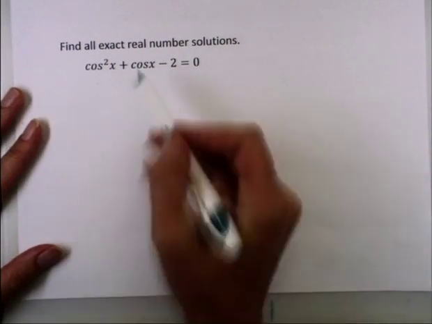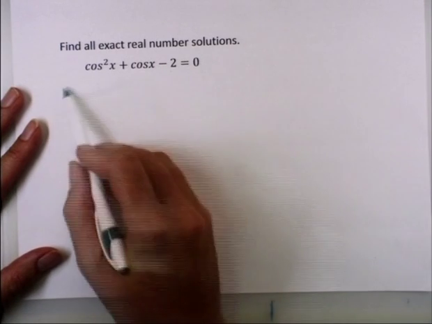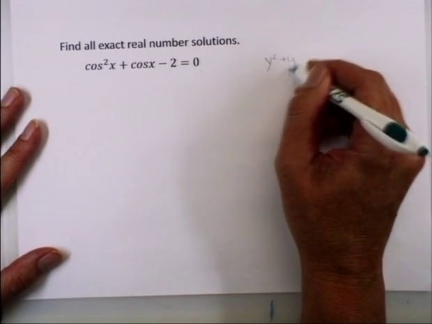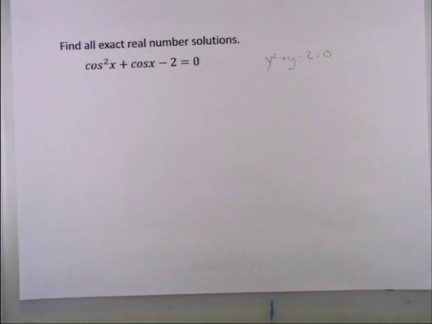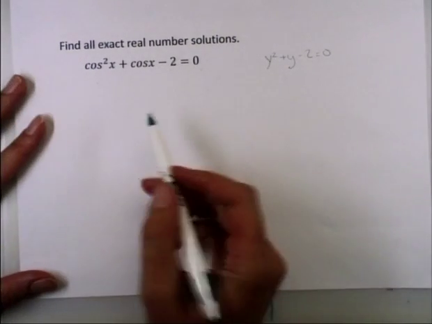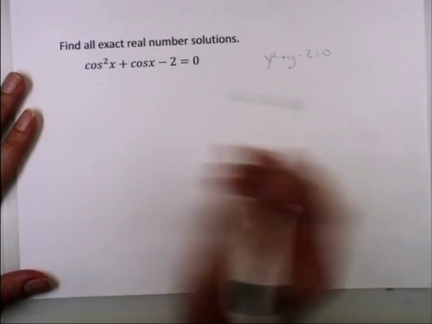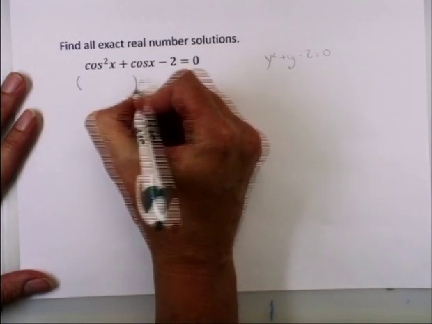So when I look at this, I try to think of things I've solved that look similar. And this looks very similar to solving something like y squared plus y minus 2 equals 0, where I would just factor and then use the zero product property. Now I'm going to do the same thing with this. So I'm trying to factor and use the zero product property. So I'm going to factor this.